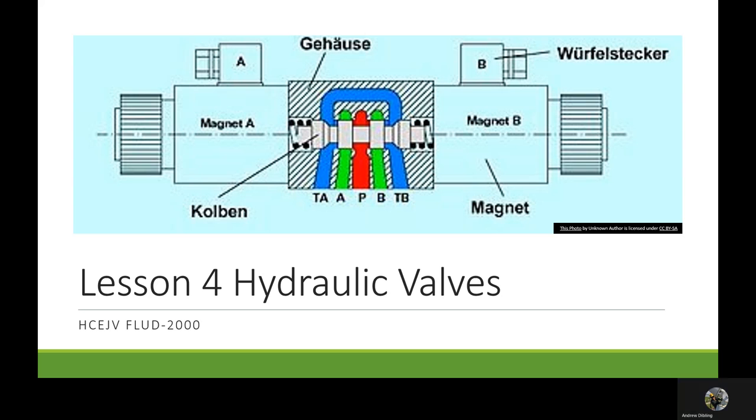Valves are used, obviously, to do many functions in a hydraulic circuit. They determine which direction the fluid is going to go, how fast it's going to go, and also what pressure the fluid is going to circulate within the system.